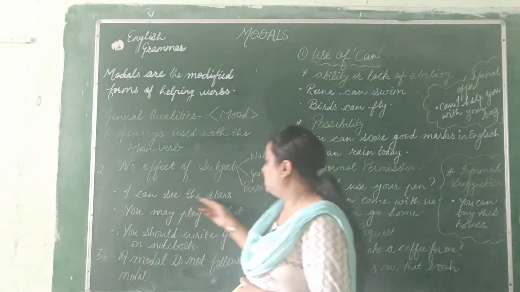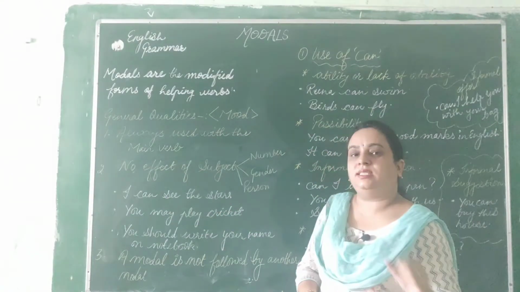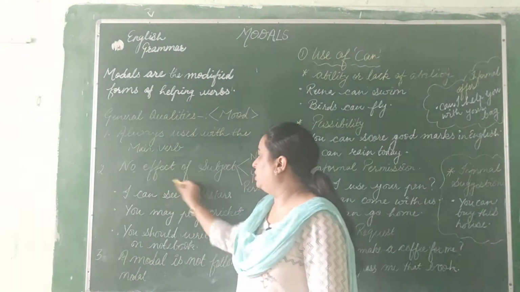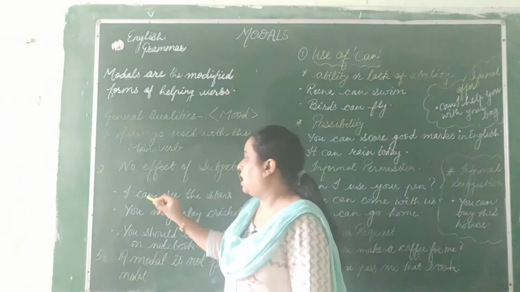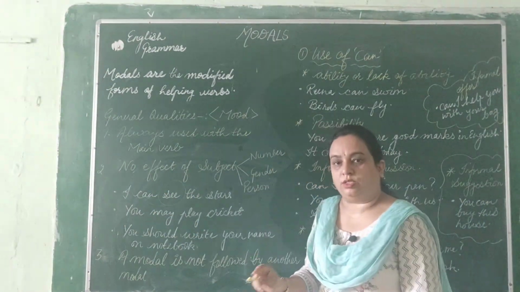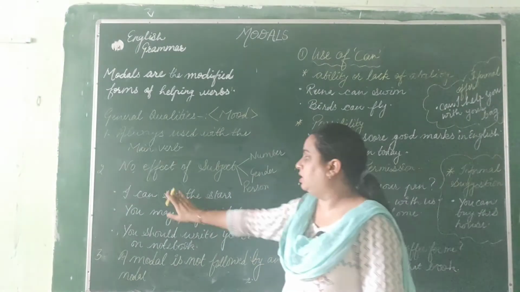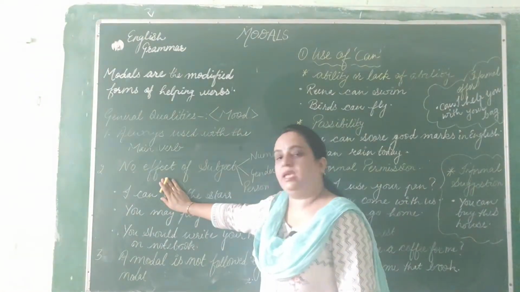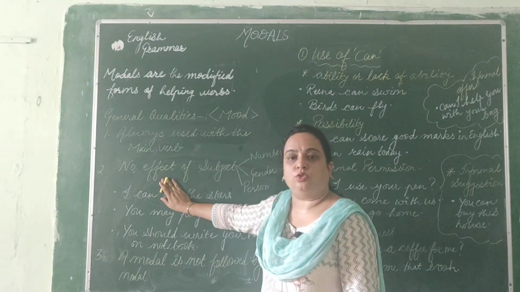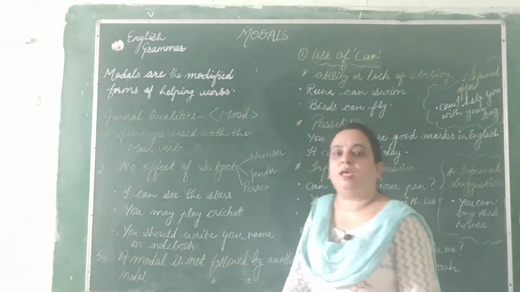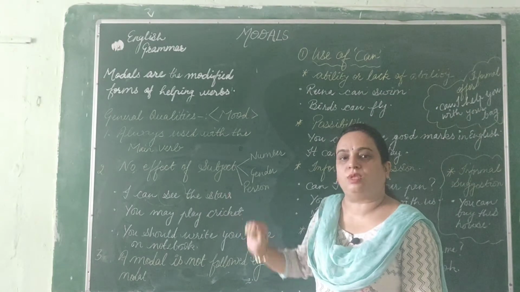Let's see, I can see the stars. Here the main verb is which one? See, and before that I have placed the modal auxiliary. So alone it cannot do. When you remove this word see from here, I can the stars, there is no meaning of this, but when I add I can see the stars, there is meaning of this sentence.